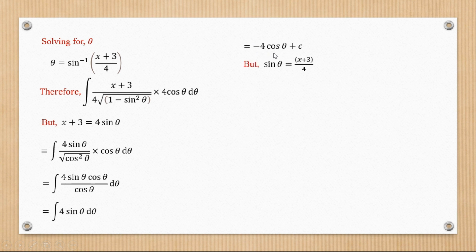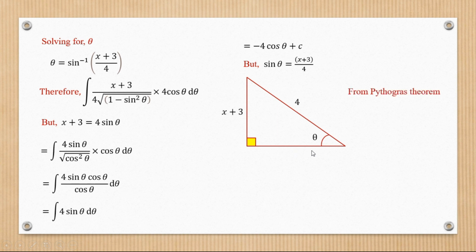But now I can't leave it that way. We're going to have to find what cos theta represents. So we're going to use this knowledge of a right angle triangle, and base it on what we already know. We already know that sine theta is equal to x plus 3 over 4. So when you put this in a right angle triangle, you can see that sine theta represents opposite over hypotenuse. So the opposite side shall be equal to x plus 3, and the hypotenuse shall be equal to 4. Now we need to first find this adjacent right here, and we're going to use Pythagoras theorem.